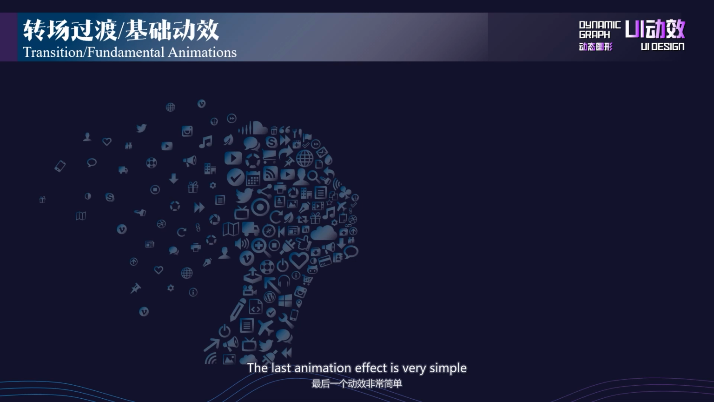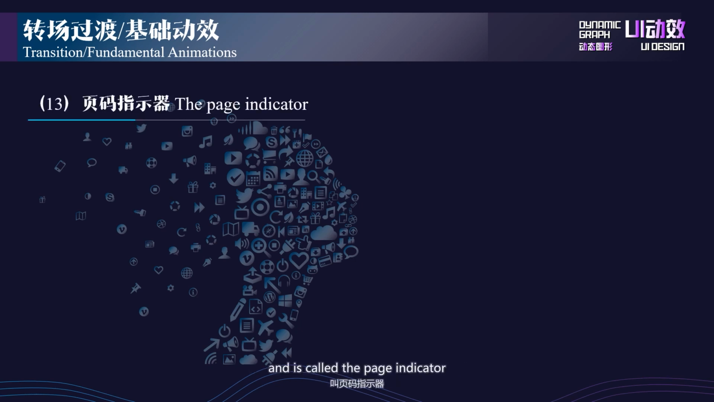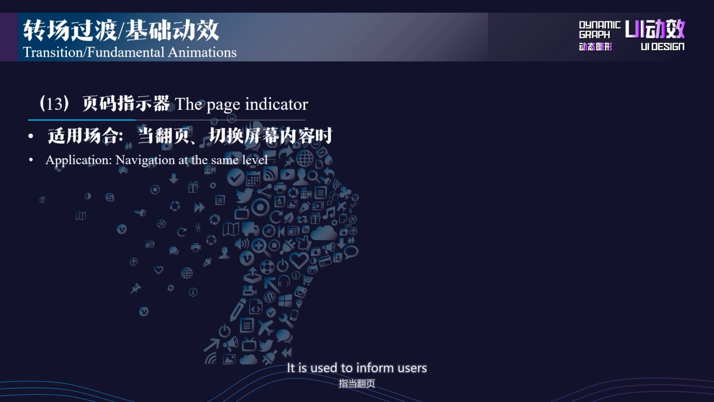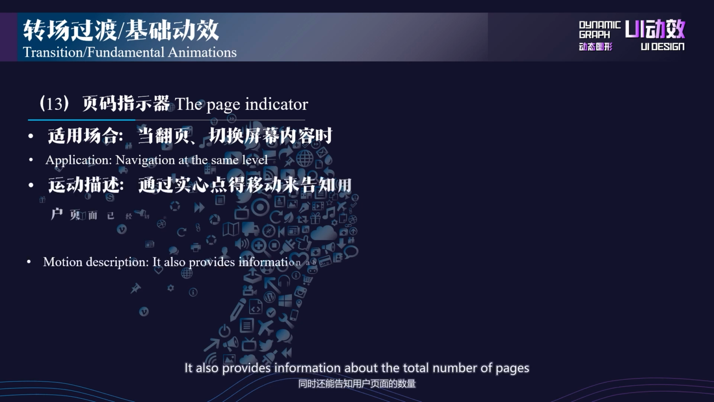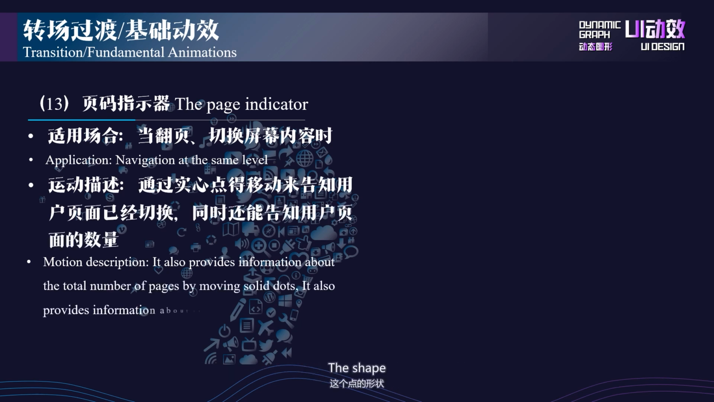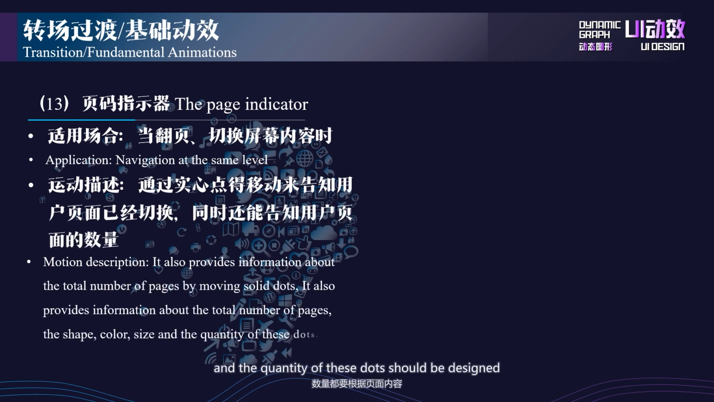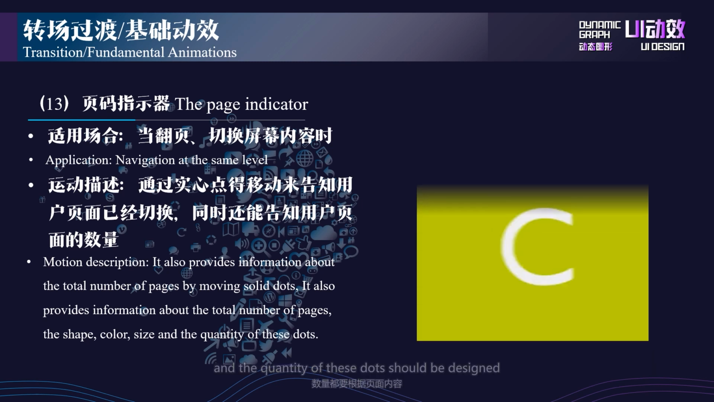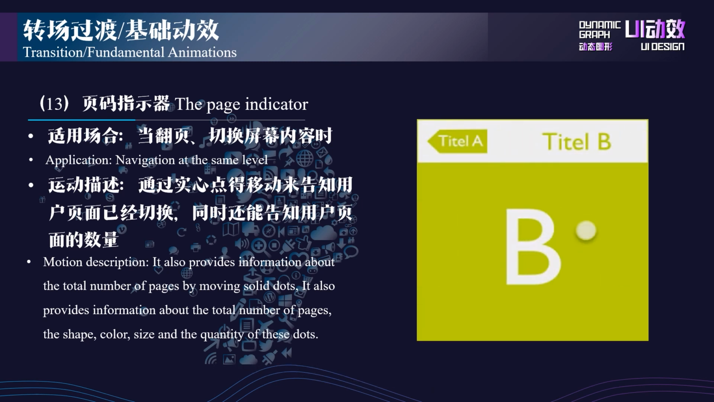The last animation effect is very simple and is called the page indicator. Most of you are familiar with it. It is used to inform users about page transitions or screen content switches by moving solid dots. It also provides information about the total number of pages. The shape, color, size, and the quantity of these dots should be designed based on the content of the pages. The page indicator helps users understand which page they are currently on and how many pages there are in total.